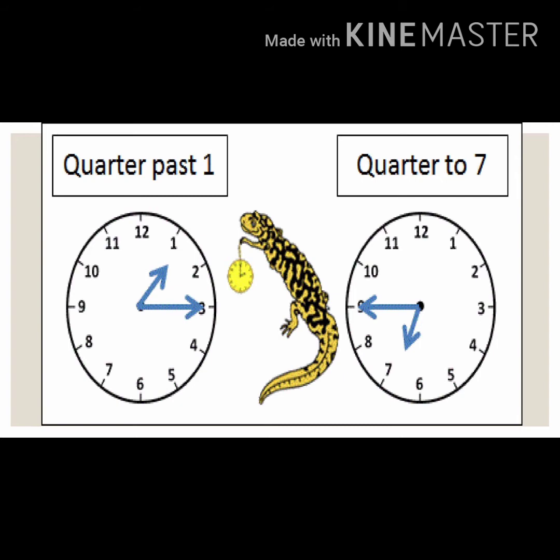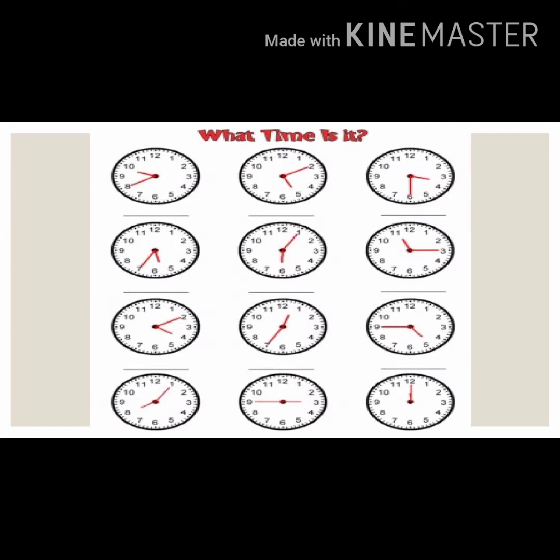And when you look at the picture on your right hand side, here the minute hand is at 9, and this will be called quarter to. So again look at the clock on your left hand side. Here the small hand is at 1, so we call it quarter past 1, and on your right we call it quarter to 7.